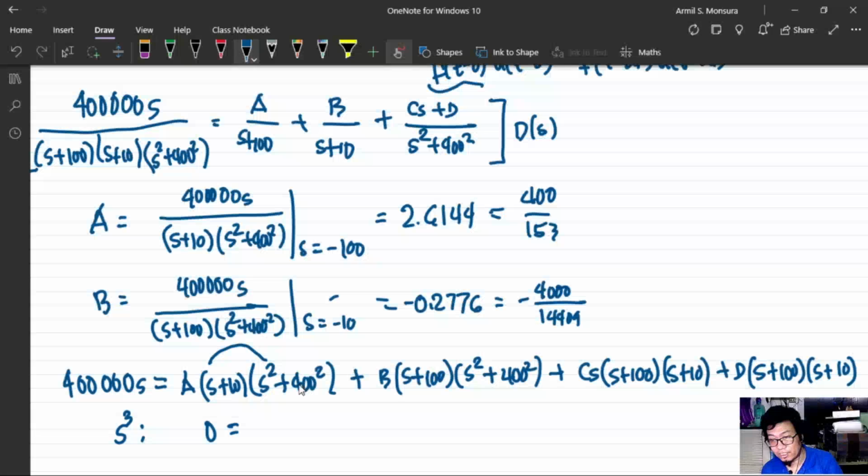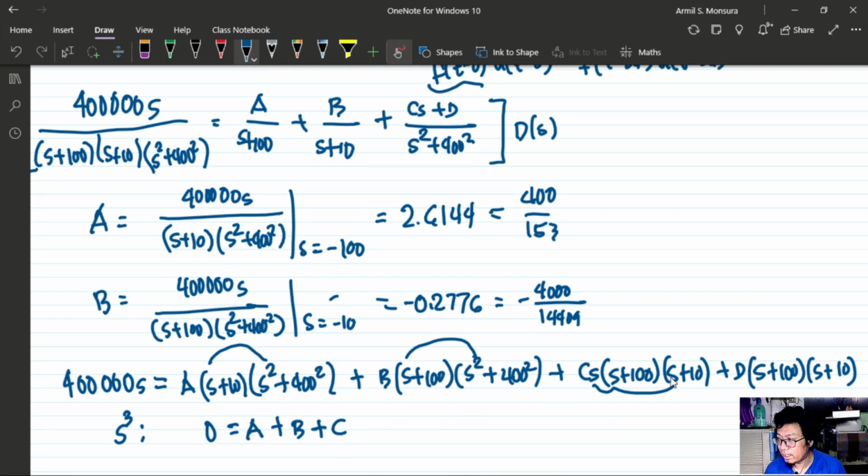If you actually expand this now, you would have an s cube term there. That s cube term has a coefficient of basically a. So we'll just simply write here a. Here there's an s cube if you multiply this and this, so that basically is b. Here there's an s cube if you multiply this with this and this, so that's basically c. And then here there's no s cube because there's no possible combination here that would produce s cube as a product. Since we already know what is a and b, we can now solve for c.